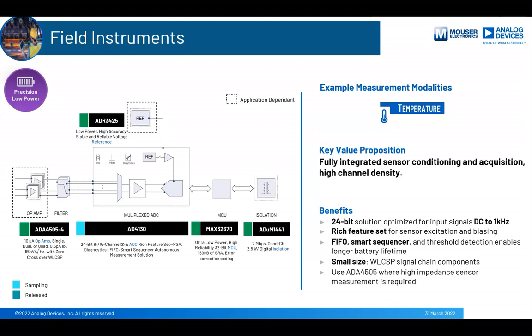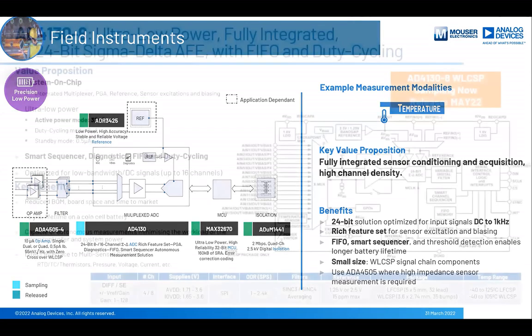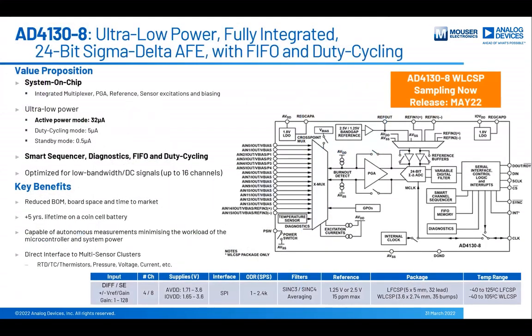For the product spotlight, let's take a quick look at the AD4130. The AD4130 has been designed specifically for low-power, portable, high-density applications. The active current consumption of this device is truly impeccable, 32 microamps in continuous conversion mode.